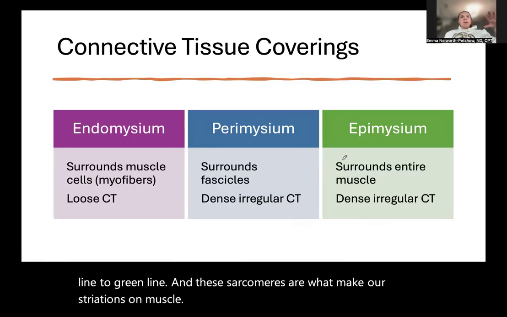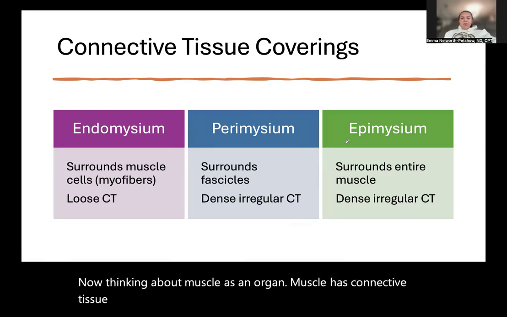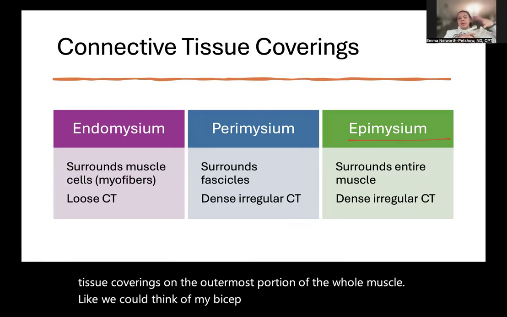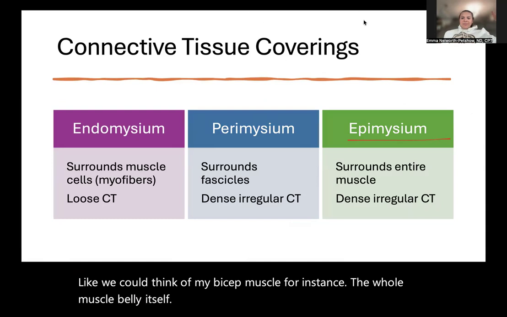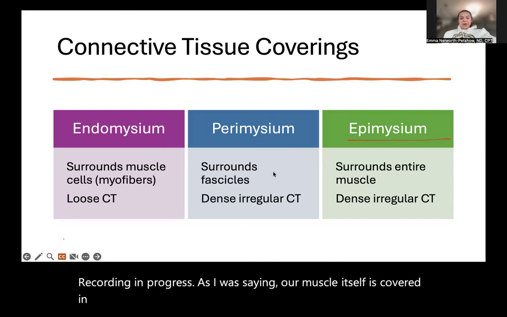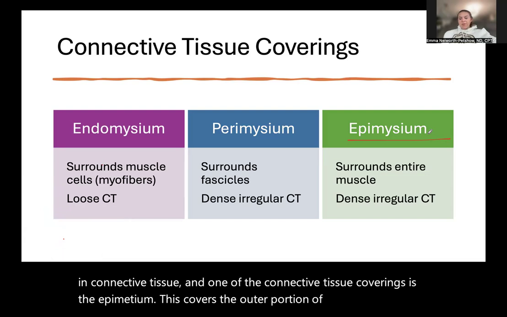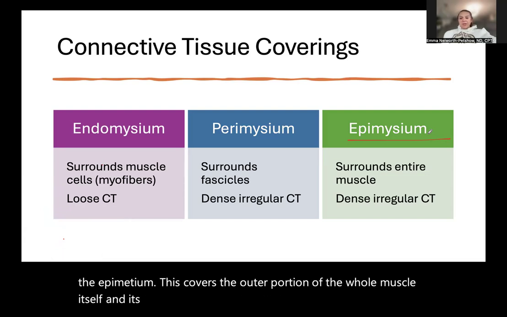Now, thinking about muscle as an organ, muscle has connective tissue coverings. On the outermost portion of the whole muscle, like we could think of my bicep muscle, for instance, the whole muscle belly itself, as I was saying, our muscle itself is covered in connective tissue, and one of the connective tissue coverings is the epimysium. This covers the outer portion of the whole muscle itself and it's dense, irregular connective tissue.